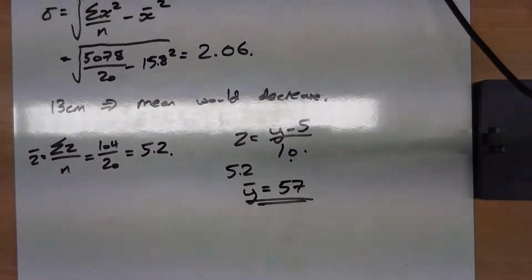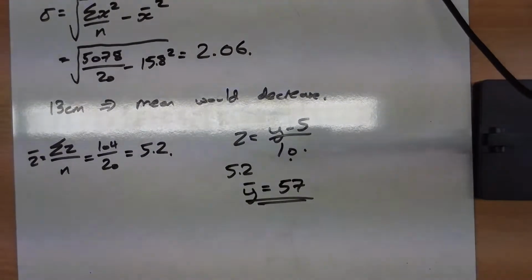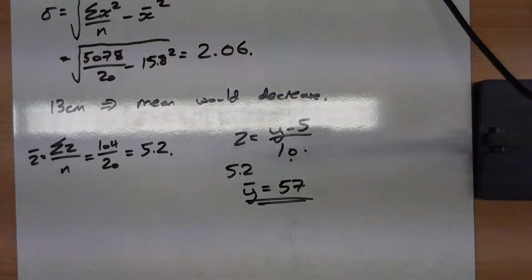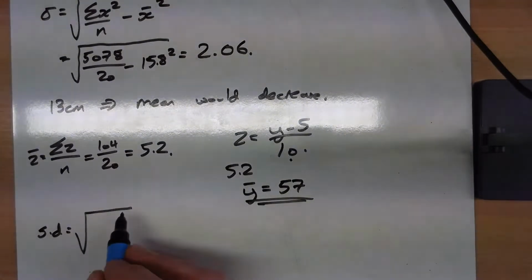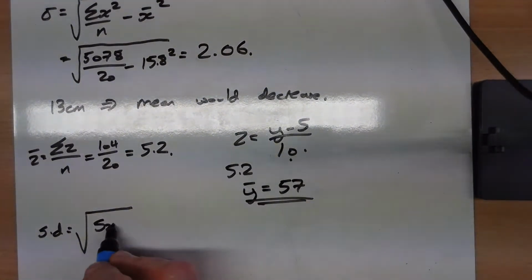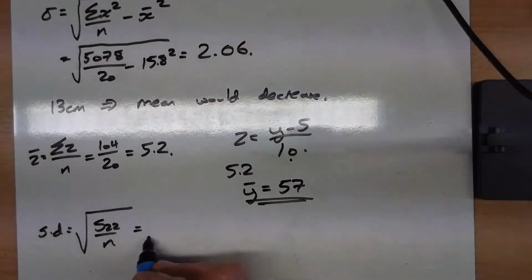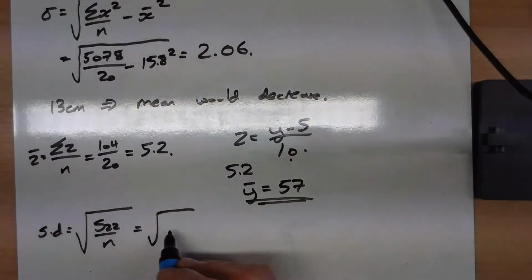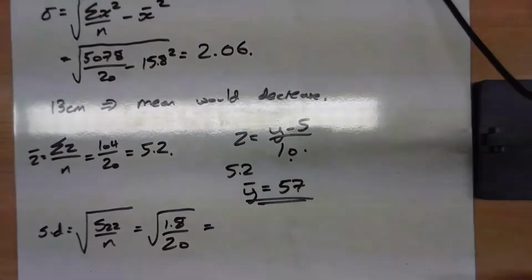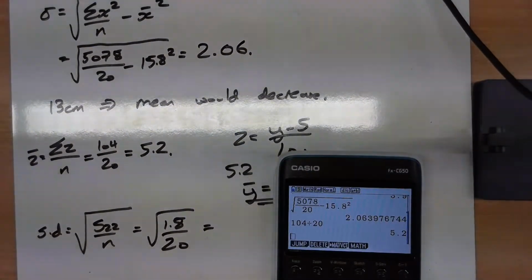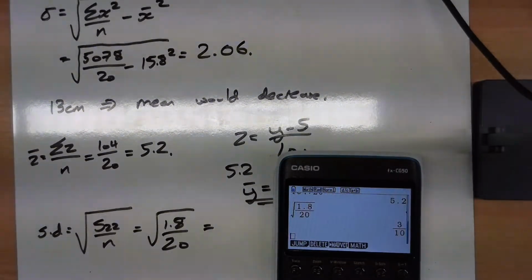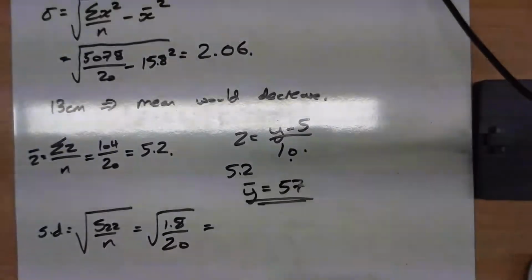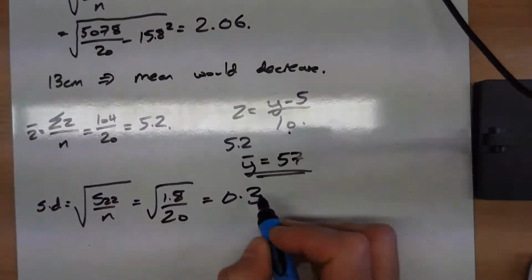And the standard deviation, we've been given the other notation here, and I apologize that there are so many different notations, but the standard deviation is simply the square root of Szz divided by n. So what have we got here? 1.8 divided by 20, square rooted, gives us 0.3, a standard deviation of 0.3.